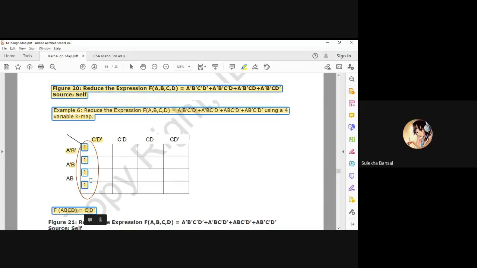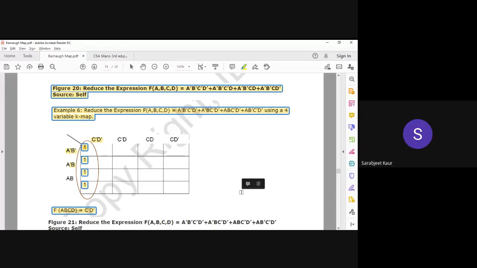In this case, please see, all A's will get cancelled and B's will also get cancelled because both B and B prime, A and A prime are present. What is static, what is not changing, is the term C' D'. So the final reduced expression would be F(A, B, C, D) equals C' D'. Is there any problem? No, ma'am.